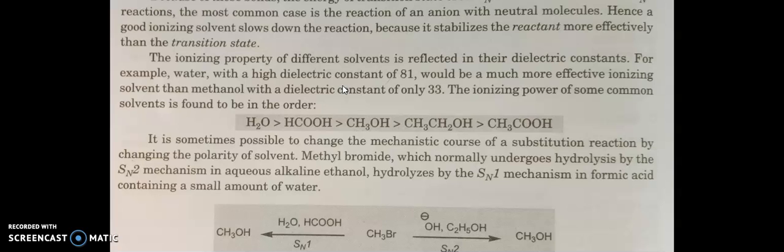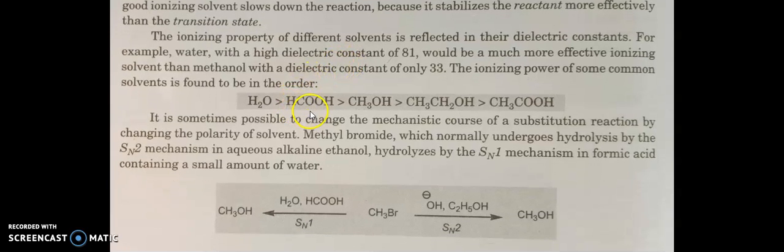The ionizing power of some common solvents is found to be in the order: water greater than formic acid, greater than methanol, greater than ethanol, greater than acetic acid. So it is sometimes possible to change the mechanistic course of a substitution reaction by changing the polarity of the solvent. Methyl bromide, which normally undergoes hydrolysis by the SN2 mechanism in aqueous alkaline methanol, is hydrolyzed by the SN1 mechanism in formic acid containing a small amount of water.